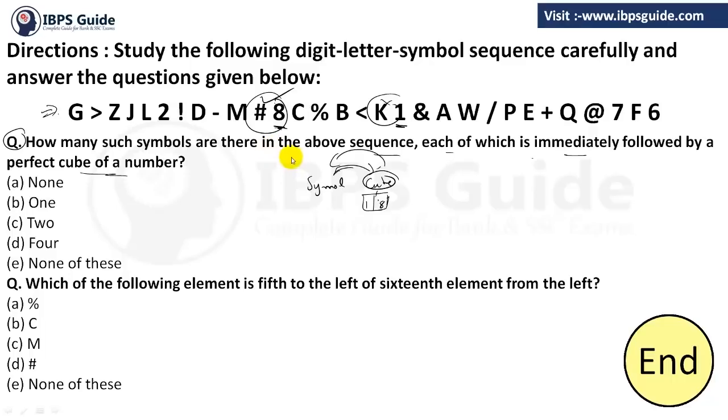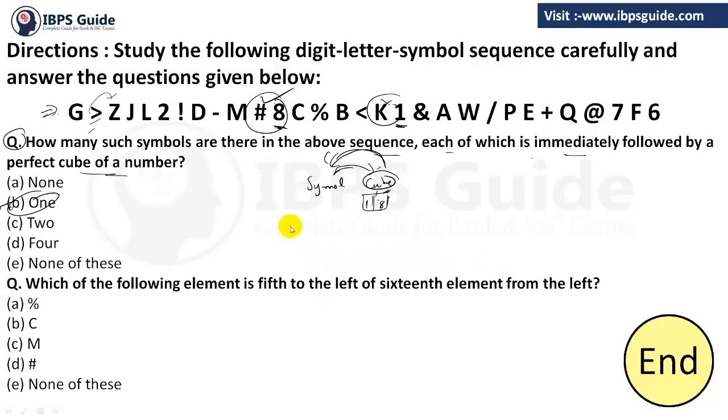So this is how you have to solve, not according to the examiner. Don't just see the symbols and then see the cube. No. You have to see the cube first, because the cube is only 1 and 8. So just see the 1 and 8 and then see the symbol which precedes that cube. Clear or not? Clear. So our answer will be option B. This is very easy. Clear. Now see: which of the following elements is fifth to the left of the 16th element from the left hand?